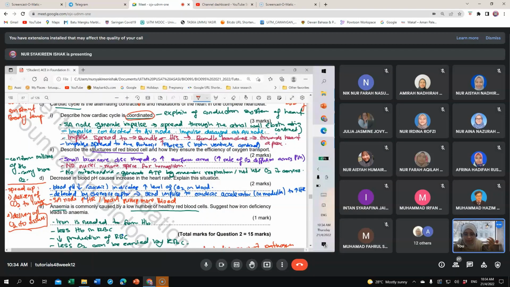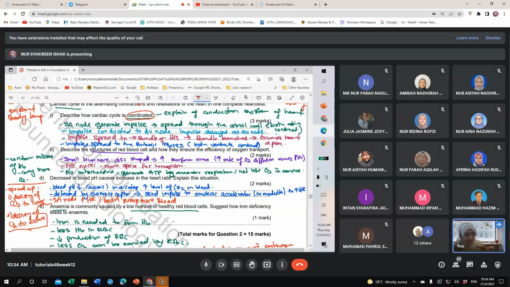And it also has no mitochondria, kan? So every cell kena hidup lah. Untuk dia hidup, dia kena generate ATP, kan? So because red blood cell will have no mitochondria. Mitochondria, as you know, is the place for cellular respiration. Cellular respiration, in order to generate ATP, dia perlukan oksigen.